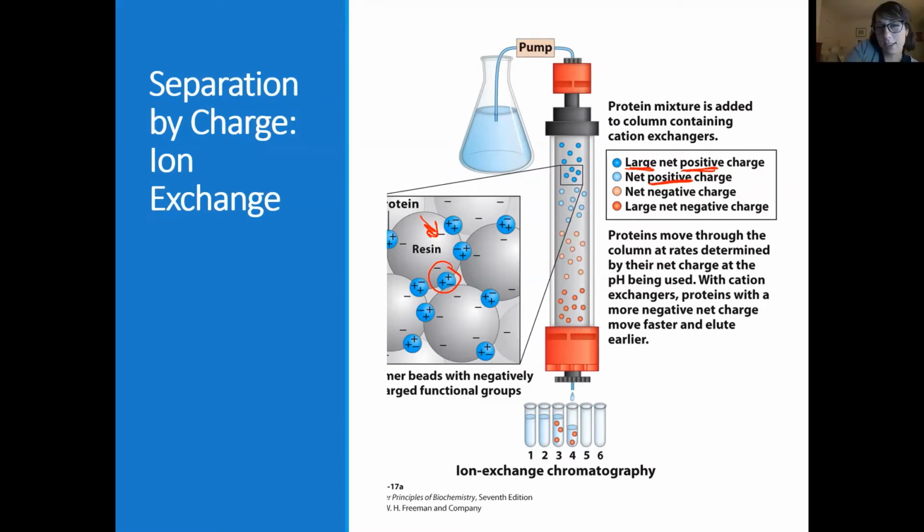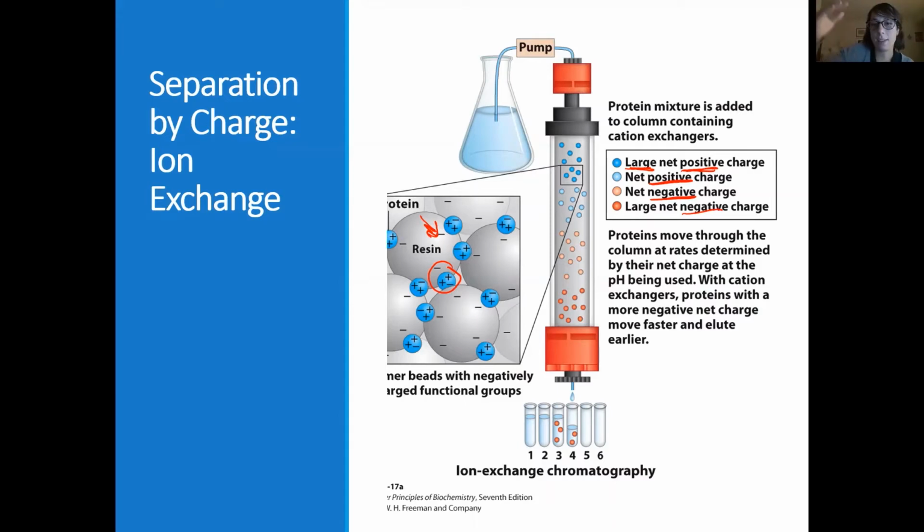Next, anything that's still kind of small, but it has a negative charge will move faster through the column. And the fastest will be things that are very large and heavy and have a negative charge.